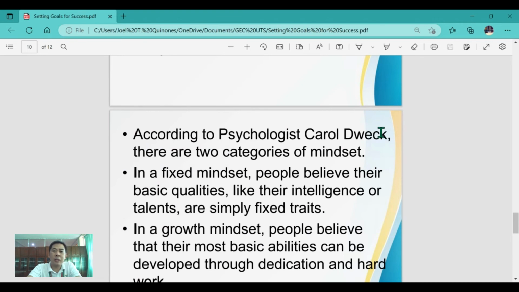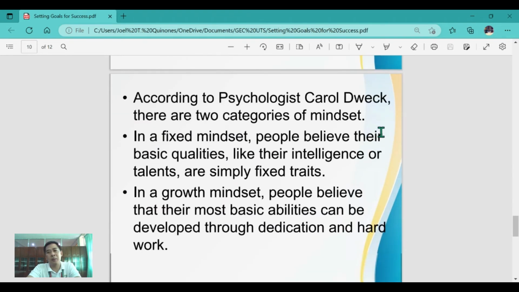Another psychologist is Carol Dweck. There are two categories of mindset. So from needs, now to mindset. There is a fixed mindset, and then there is a growth mindset, which is progressive. A fixed mindset basically refers to people's basic qualities, yung mga kaya nating gawin, like our own intelligence, our talents, or simply fixed traits.